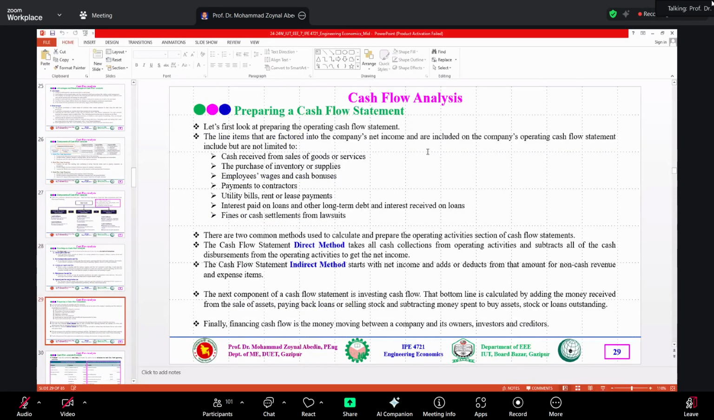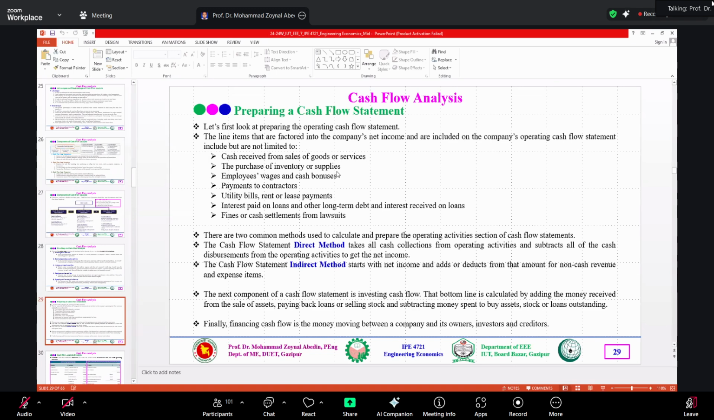Let's talk about the preparation of a cash flow statement. How will you make a cash flow statement for your company? Let's first look at preparing the operating cash flow statement. First of all, the criteria is operating cash flow. The line items that are factored into the company's net income and are included on the company's operating cash flow statement include but are not limited to the following.